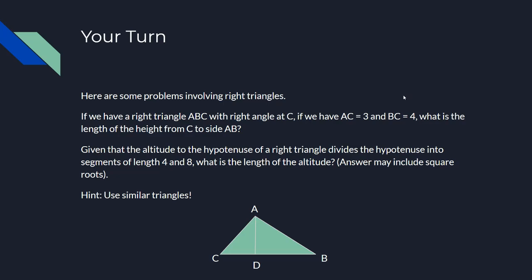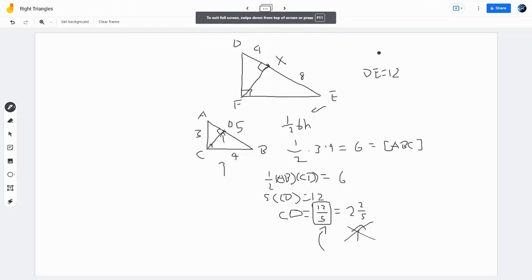So we have our triangle DEF, and we know that X divides DE into segments DX and XE. Let's say that the altitude from F to DE intersects DE at a point X, and we're given that one of the segments is 4 and one of them is 8. We want to find this height right here. And we know that DE equals 12. So how are we going to do this?